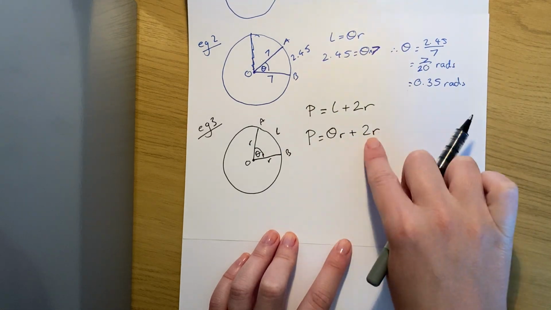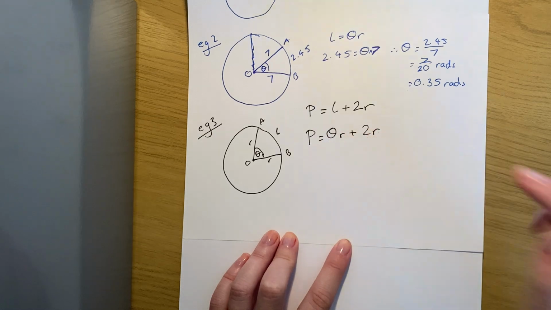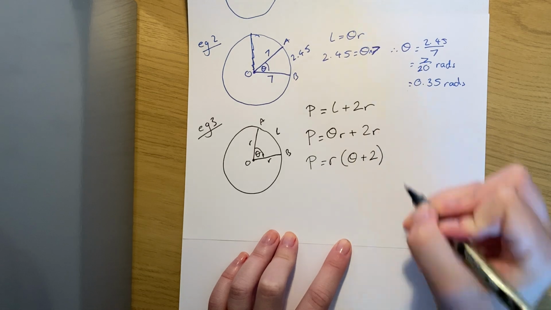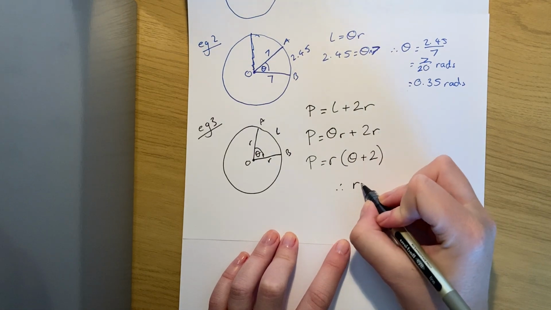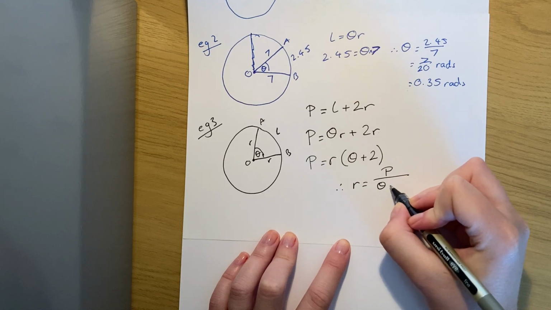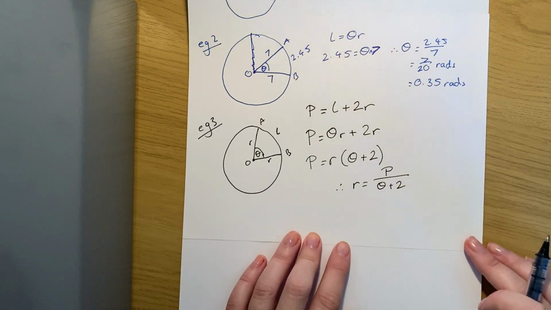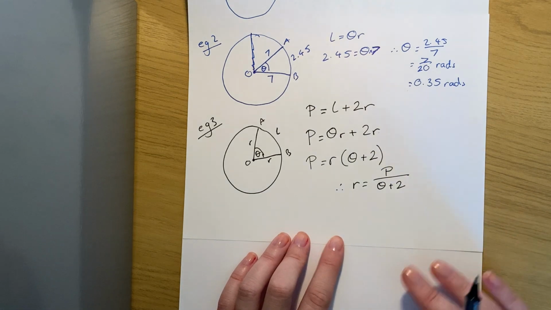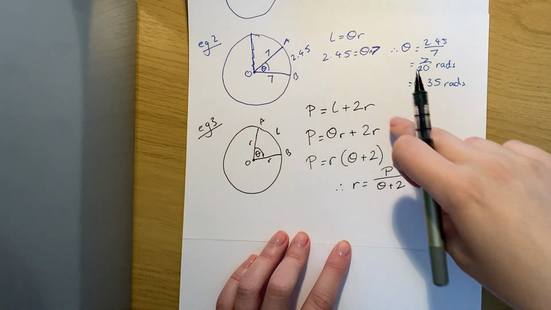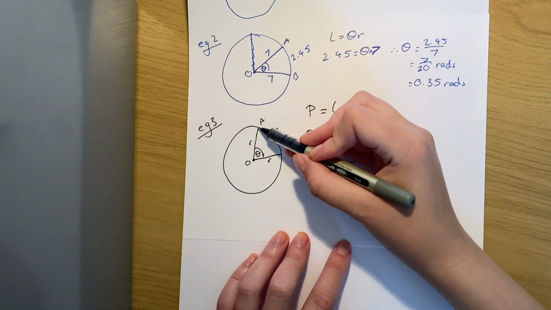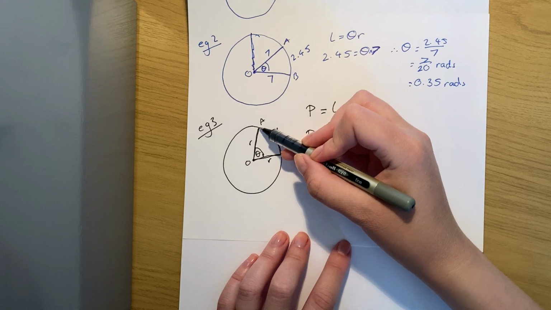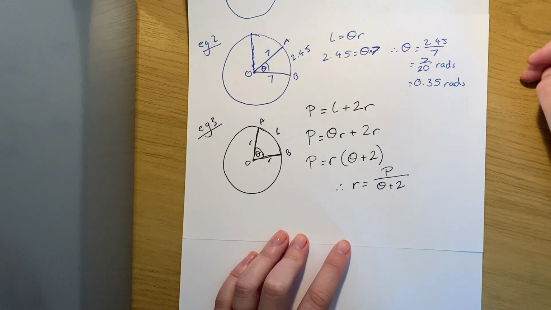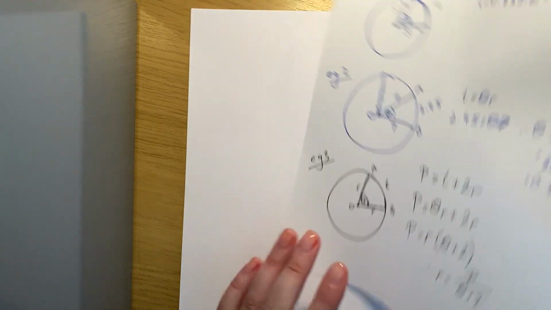So I've got R in both of these. I need to make R the subject. So I need to factorise this out. So therefore R is equal to P over theta plus 2. Okay, so relatively straightforward, which is really nice. It looked like a horrible question, but as long as you know that they're talking about the perimeter of the whole sector is these 3, and you know that L is theta R, these are not too challenging type questions.